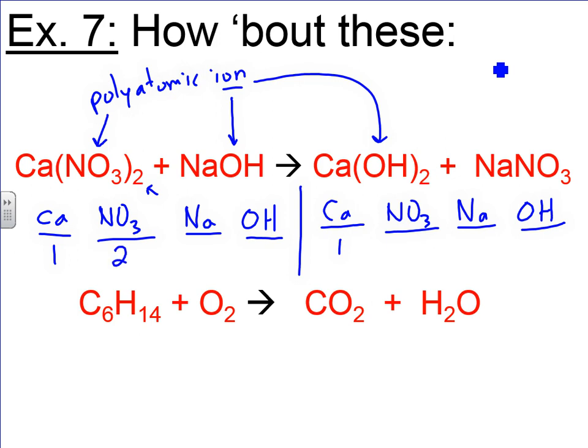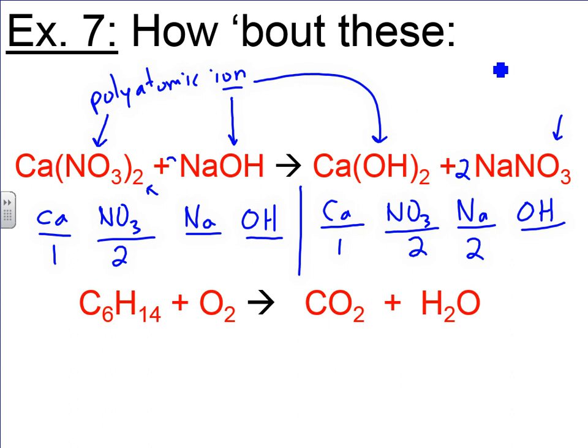So to balance this, I cannot put the subscript. I have to put a coefficient. That's the only thing you're allowed to do. I'll put a 2 in front, and that will give me 2 NO3s. Let's see how many sodiums I've got. I've got just 1 sodium on the left, and I've got 2 on the right. So I'll have to double up on the left, put a 2 in front, and that gets me 2 sodiums.